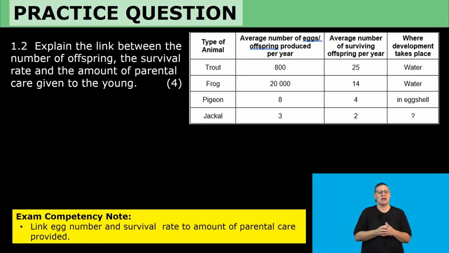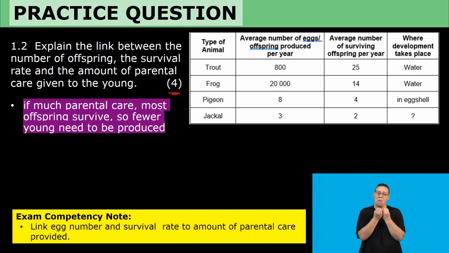1.2, explain the link between the number of offspring, the survival rate, and the amount of parental care given to the young. This is for 4 marks. So you must now link the number of eggs and also the rate of survival. And you explain.